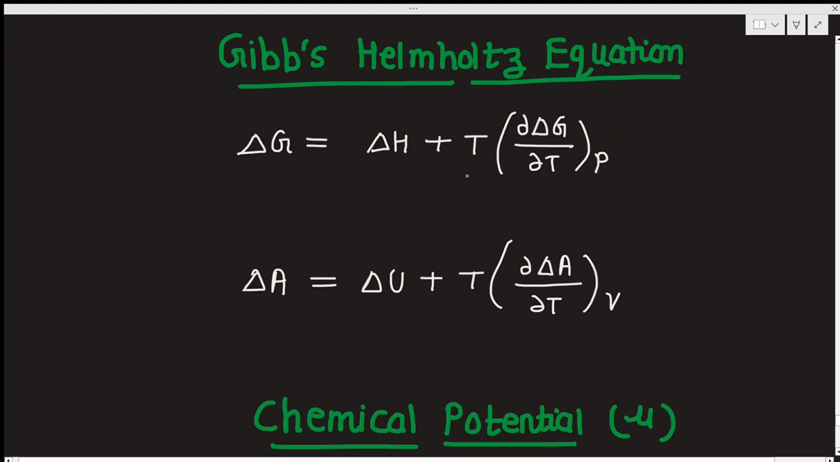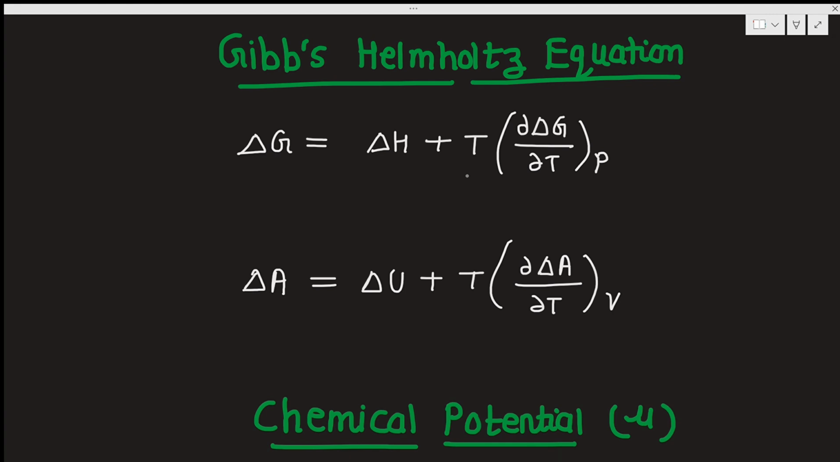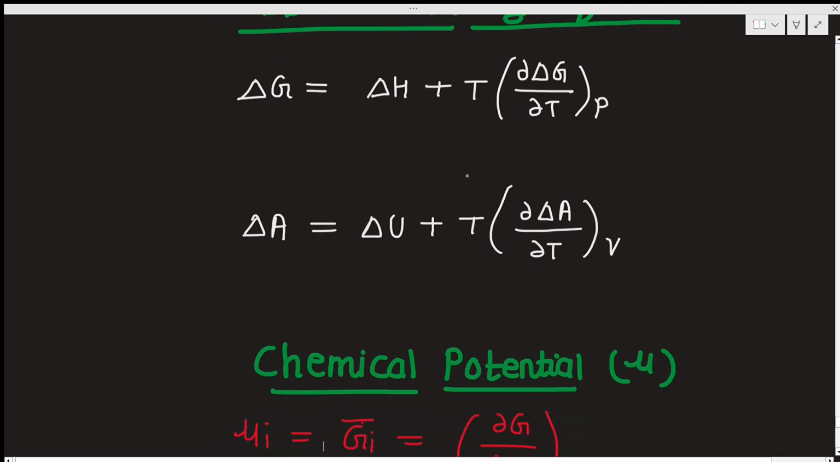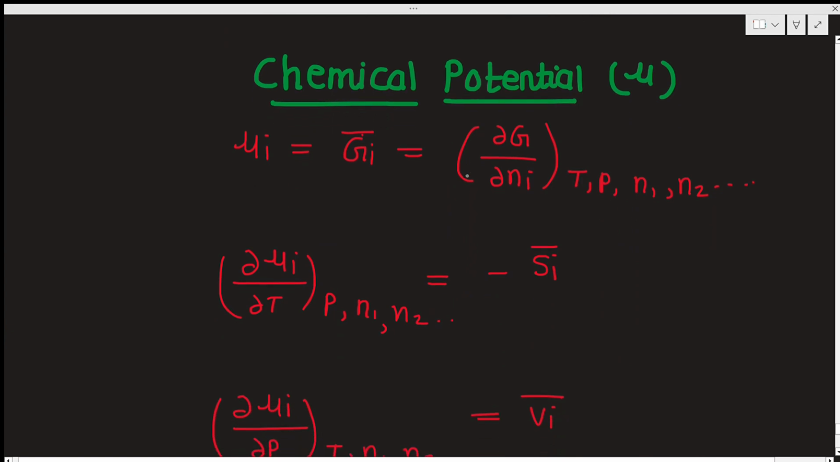Now see, one important equation is the Gibbs-Helmholtz equation. That is del G is equal to del H plus T d del G upon del T at constant pressure. Another form of it is del A is equal to del U plus T d del A upon del T at constant V. So by using any formula, you can find out the values of the different terms if you need. Okay.